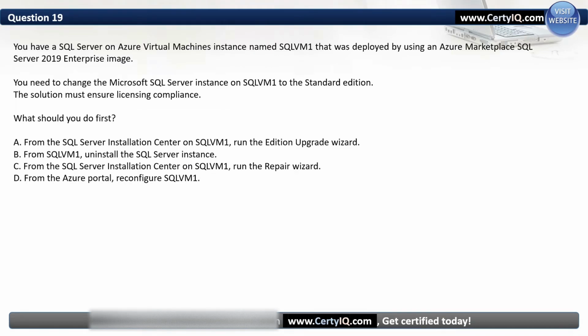Question 19. You have a SQL Server on Azure virtual machine instance named SQL VM1 that was deployed by using an Azure Marketplace SQL Server 2019 Enterprise image. You need to change the Microsoft SQL Server instance on SQL VM1 to the Standard edition. The solution must ensure licensing compliance. What should you do first? The correct option is B. From SQL VM1, uninstall the SQL Server instance.